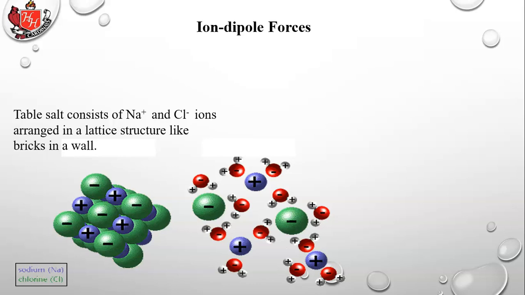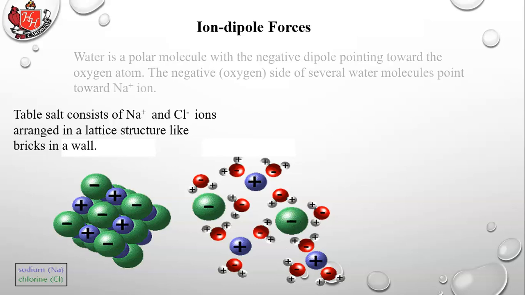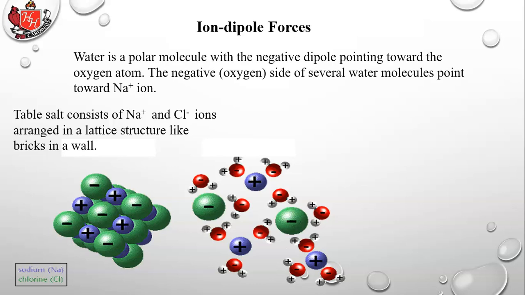Okay, ion dipole forces. So table salt consists of sodium ions and chloride ions arranged in a lattice structure like bricks in a wall. So we talked about this when we talked about ionic bonding. Water is a polar molecule with a negative dipole, meaning one end of the water molecule is negative, pointing toward the oxygen atom. So those would be the red spheres there. The negative oxygen side of several water molecules point toward a sodium ion. So the negative end of the waters point toward the positive sodiums.